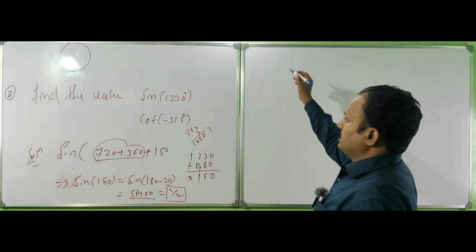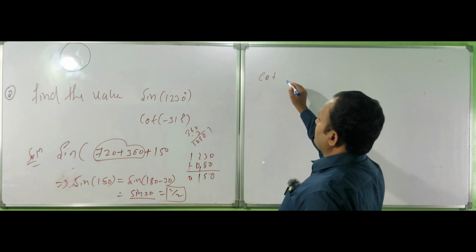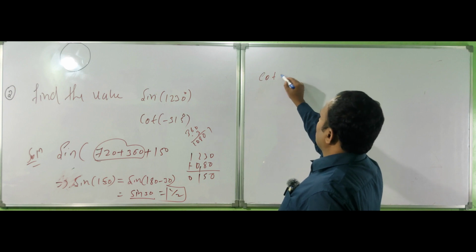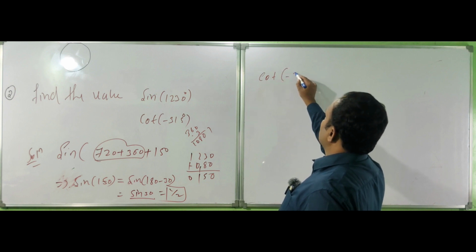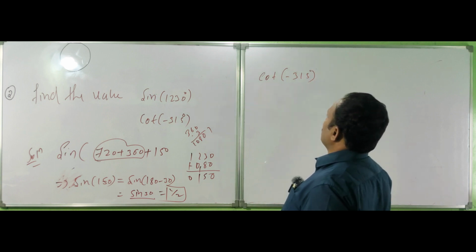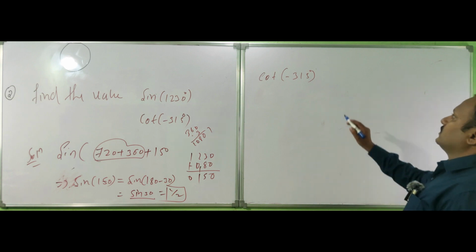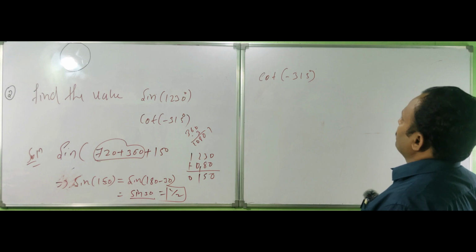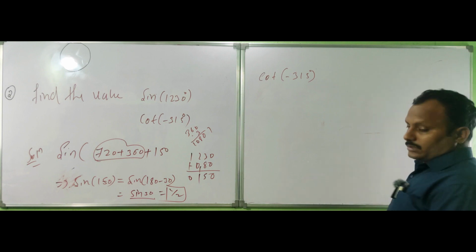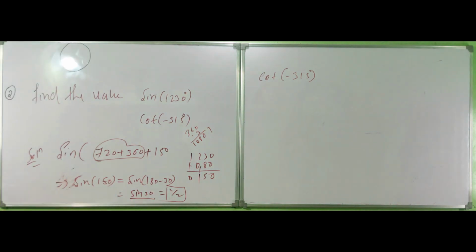Cot 315, we can write cot minus 315 degree. How can we write this? 360 minus 75. What is the angle? How to differentiate? Okay, how to make it easy?